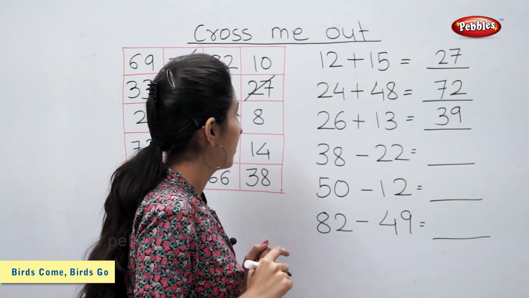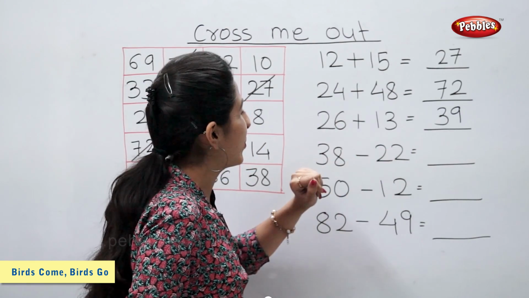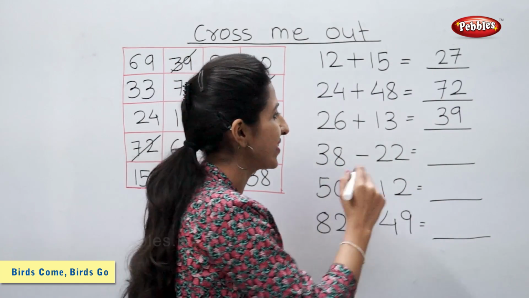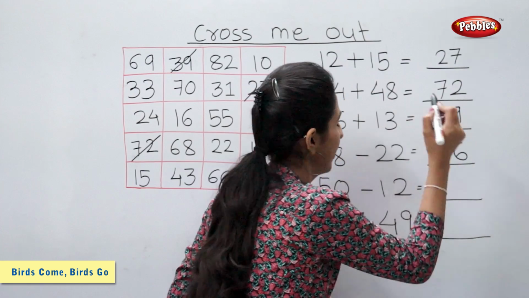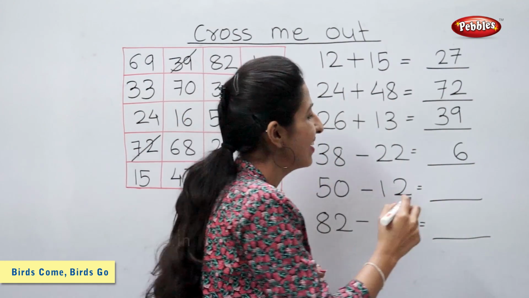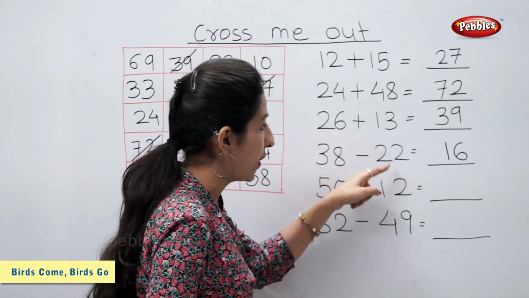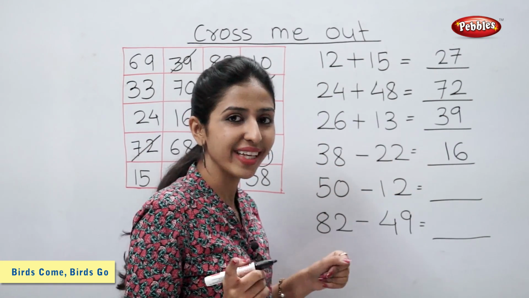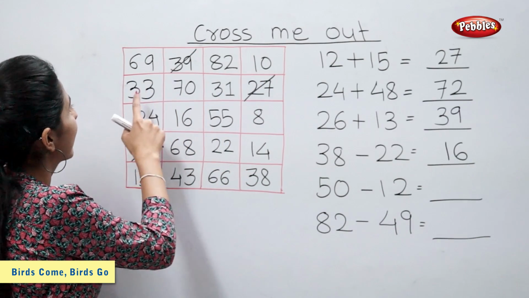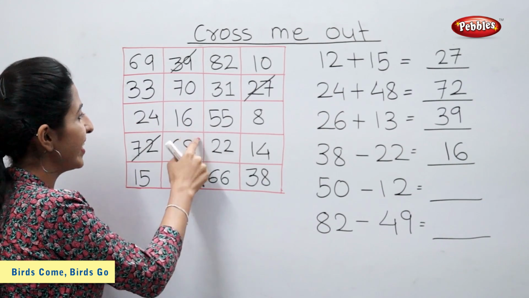Next sum. 38 minus 22. 8 minus 2 is 6. 3 minus 2 is 1. So 38 minus 22 is equal to 16. Let's find 16. Number 16.